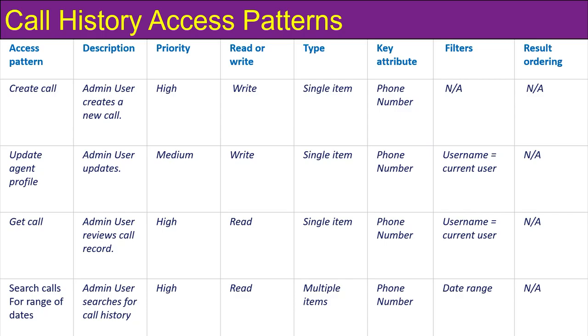Okay, now access patterns, right? Once again, create a call. This can be updating a call or getting a call. I could update an agent that's taken the call, whatever it may be. And then you could search for calls in a range of dates. So if I wanted to search calls between the last 3 days, I might find certain information.